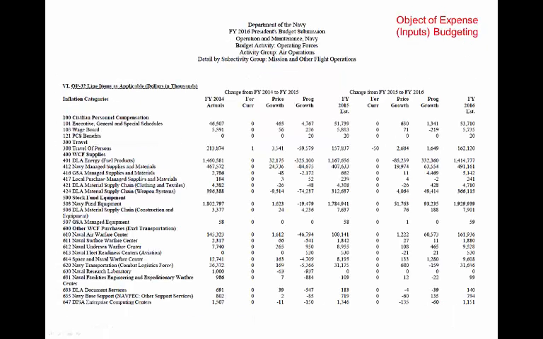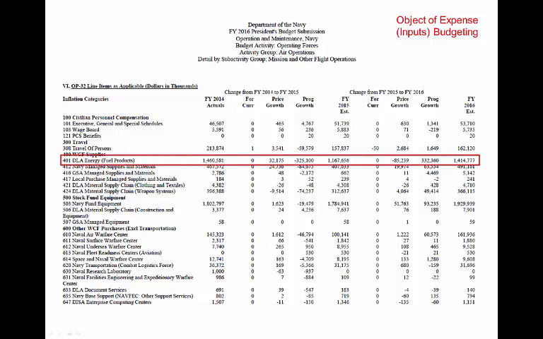This chart lists the objects of expense or inputs to the budget. While the last couple of charts talked about outputs or outcomes, outputs being number of hours flown, outcomes being desired readiness rating, this is looking at inputs. How much are we paying for salary, for travel, for supplies and materials? Let's look at one line in particular. This is the fuel line. In FY14, they spent $1.4 billion on fuel. They expect to spend a little less than that in FY15, and about the same amount in FY16.